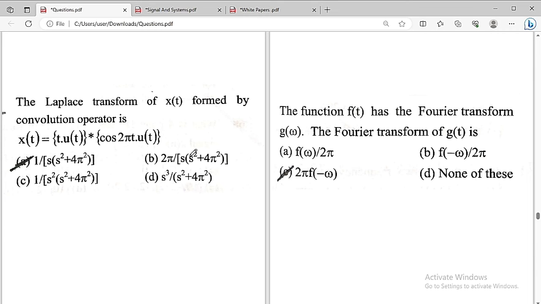So this signal x of t is a convolution of two different signals. One is t into u of t and the other is cos 2 pi t into u of t. Then what is the Laplace transform of x of t? We need to figure out. There are four options. Option A, which is 1 by s into s square plus 4 pi square, is the correct solution of this question. So let's solve this numerically.